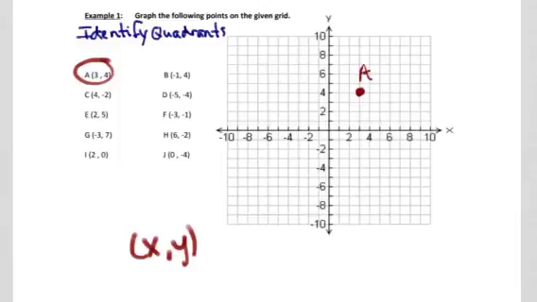All right, so that's what you're going to be doing today, is labeling and finding some of these locations. Now, second part of this, identify the quadrant. So what quadrant is that in? Well, that's in that top right quadrant, which is quadrant 1. The next one, 4, -2.